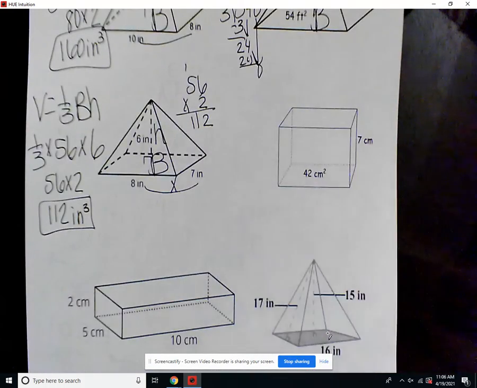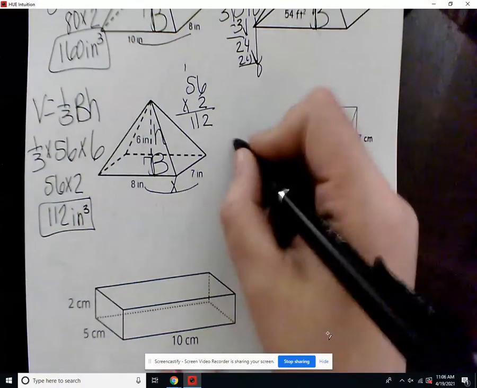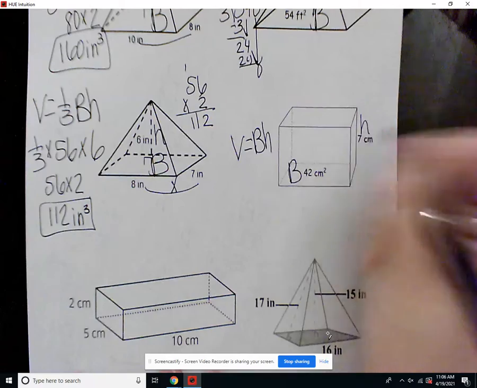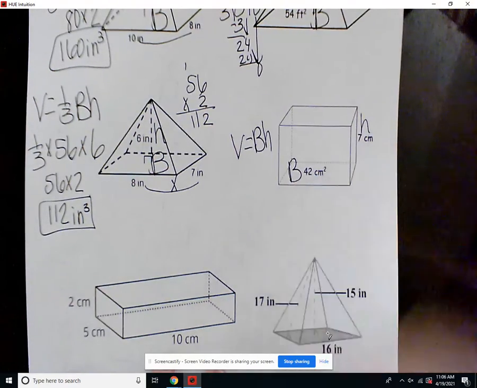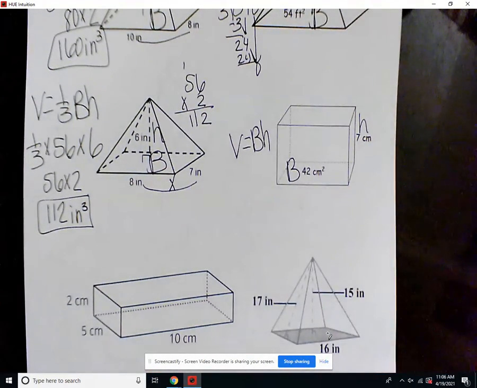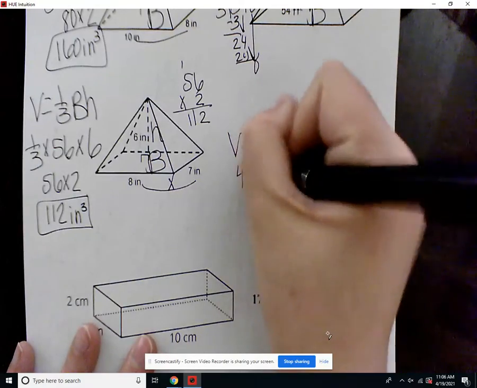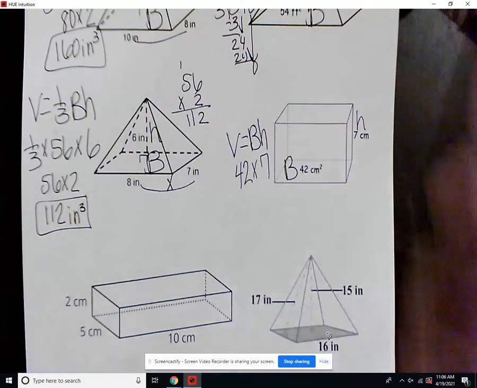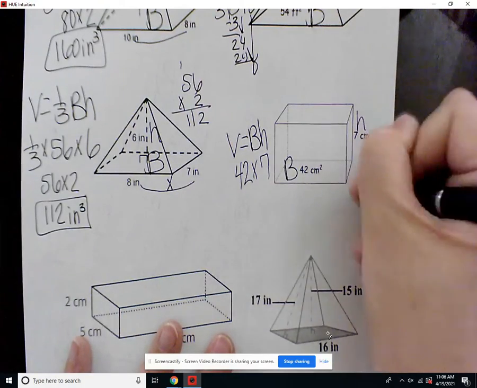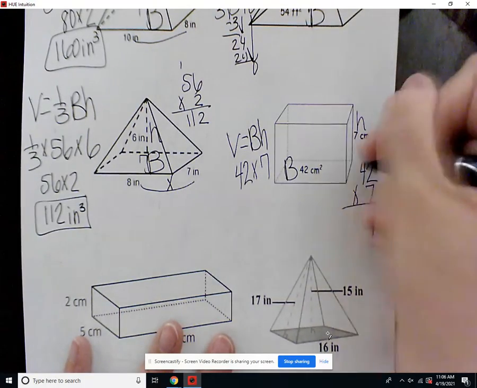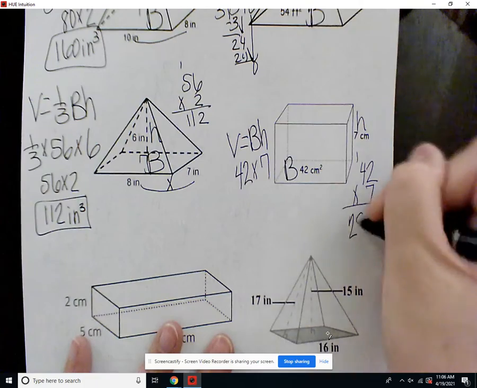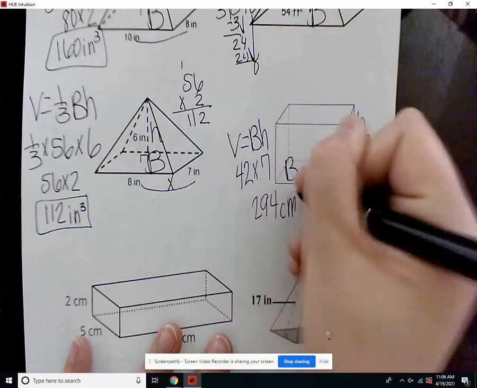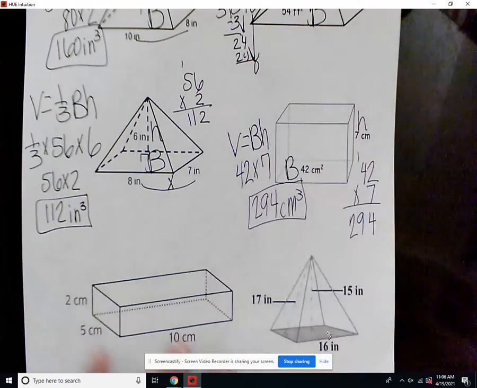All right, so to the right, we have our prism. So it's just V equals BH. So there's our base, there's our height. Since it's got the squared, it's already done. So we know our B is 42, our height is 7, and we just multiply. So there is no 1/3 because it's not a pyramid. So we have 42 times 7, which is 294 centimeters cubed.